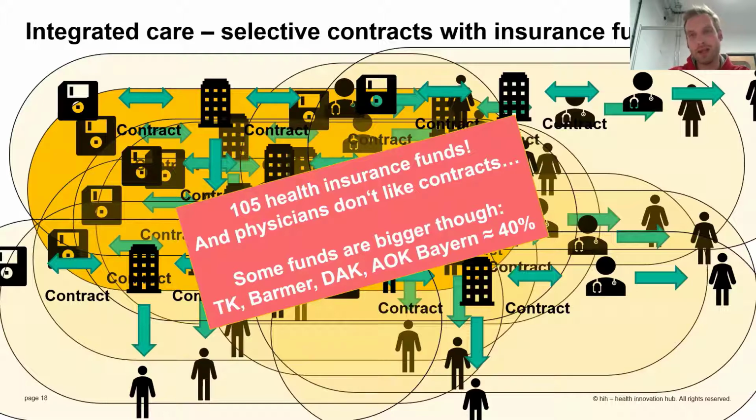And physicians don't like contracts, and they have to have a contract with their health insurances as well. But there's some light at the end of the tunnel, so to say. There are some insurance funds that are much bigger. So if you have contracts with the biggest 5 health insurance funds, you already roughly cover 40% of the insured people in Germany.